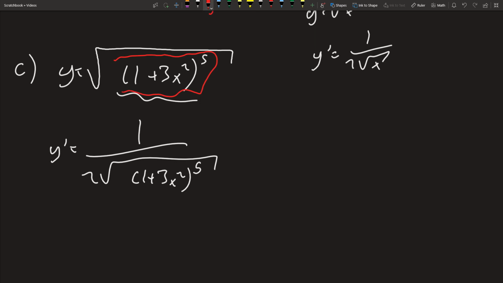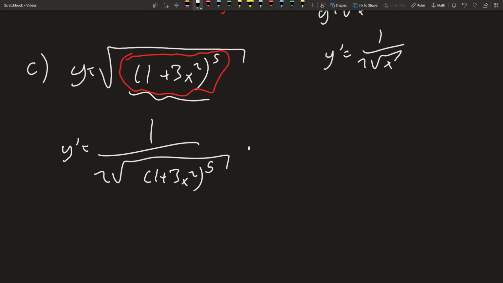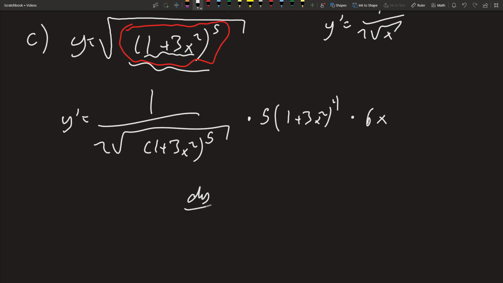So that means we need to find the derivative of the inside. What's that? We need to apply the chain rule again. So we have two chain rules here. We chained it twice. So we multiply by 5. What's the inside in this case? It's (1 plus 3x squared) to the 4. And then the derivative of the inside is 6x. So in this case, we basically did dy over dx is equal to dy over du times du over some other variable, I don't know, v, times dv over dx. So we did two chain rules.